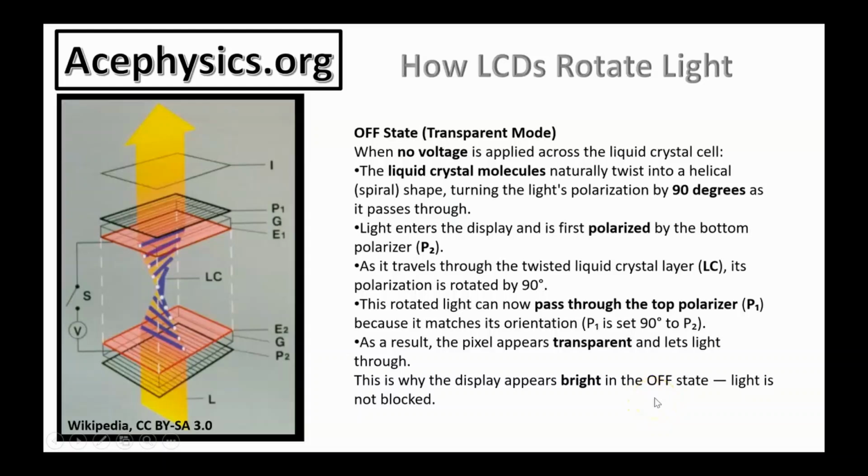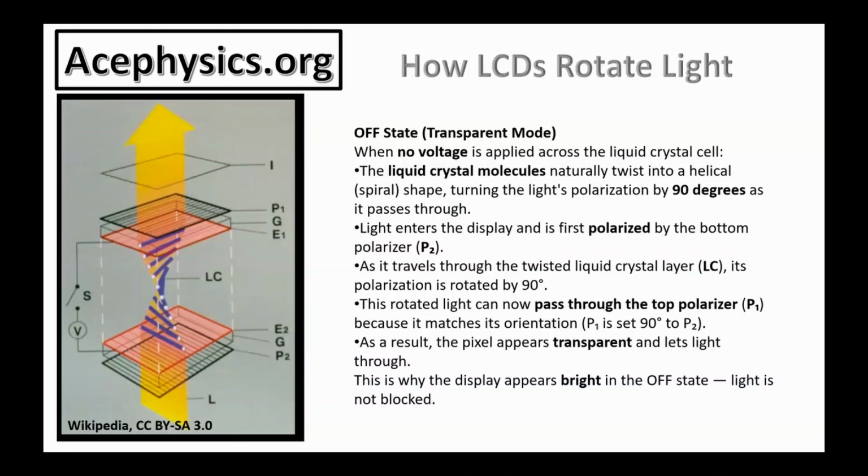Light is not blocked. There's a voltage source that can be switched on or off between the two glass electrodes. In the off state, when no voltage is applied, the liquid crystal molecules naturally twist into a spiral because they are weakly attracted, mainly through dipole interactions, to the alignment layers of the electrodes. These electrodes are specially treated by rubbing or coating them with a material that causes the molecules to line up in a specific direction, matching the orientation of the adjacent polarizer.